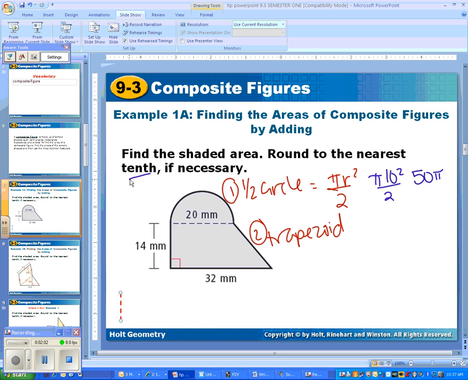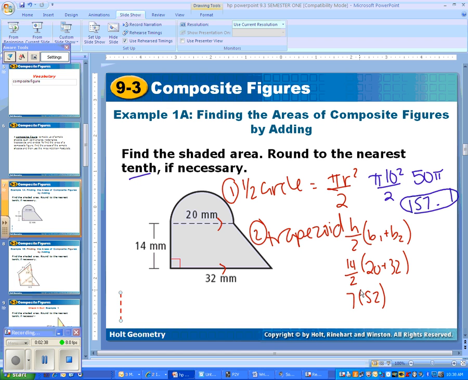And then the other shape would be the trapezoid. Sorry, the area of this semicircle is 157.1. For the trapezoid, the formula is half of the height times the sum of the bases. So the bases, remember, are always the parallel sides. So that would be 20 and 32. And the height is always the perpendicular side, so that would be 14. So 14 divided by 2 is 7, 20 plus 32 is 52. When you multiply those together, you get 364.